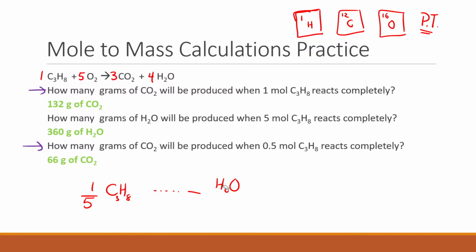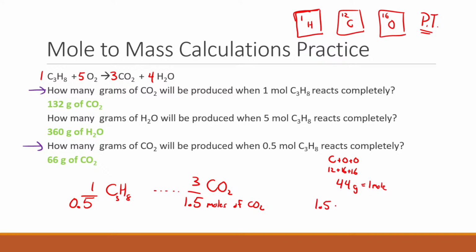You can also still set everything up exactly the same way. With your CO2, R3, this is a 0.5, which means when we look at our ratio here, we're going to get 1.5 moles of CO2. We know C plus O, 12 plus 16 plus 16, 44 grams is 1 mole. So 1.5 times 44 gives us our wonderful 66 grams.